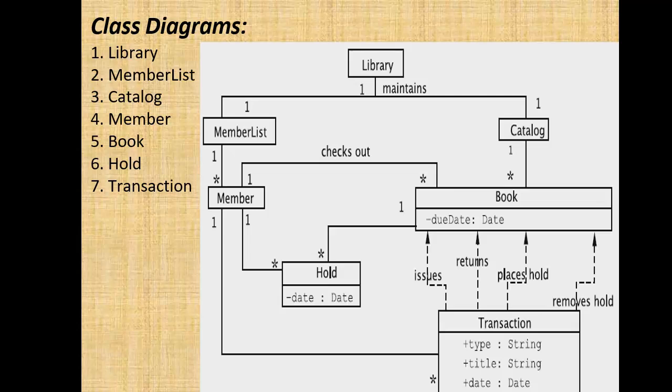Now this is nothing but the different class diagrams, an example of the relations between the software classes. You have library, member list, catalog, book, transaction, hold and member. Member list and catalog are 1 to 1, member list and member are 1 to many. Then catalog to book is 1 to many, member to book is 1 to many, member to hold is 1 to many, hold to book is 1, multiple holds on one book. Then for transaction, you have issue, return, place hold and remove hold.